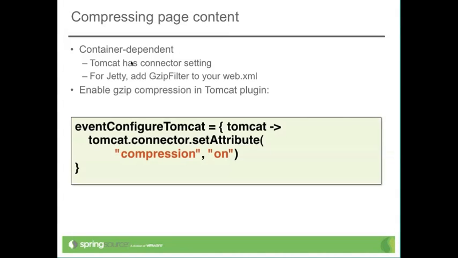So for Tomcat, you create an event script, _Events.groovy, in the scripts directory, and just put this block of code in there. The event is called configureTomcat. It passes you a Tomcat instance. From that instance, you can get the connector property and set the compression attribute. So in this particular case, I'm setting it to on. You can also set it to a value, which is the minimum size of response at which you want to start compressing, because you may decide that very small responses are not worth compressing. The time taken to compress doesn't offset the time taken to send the response back. So that's how you can do it for the embedded Tomcat.